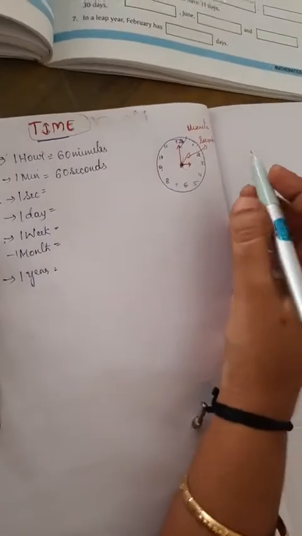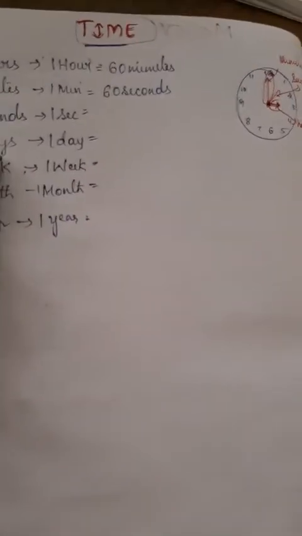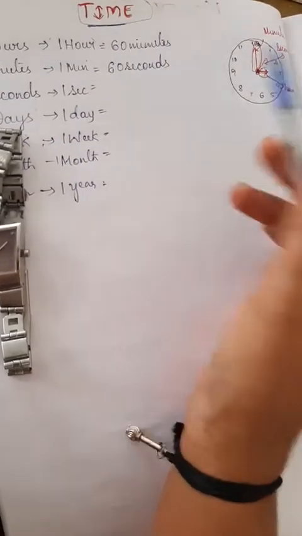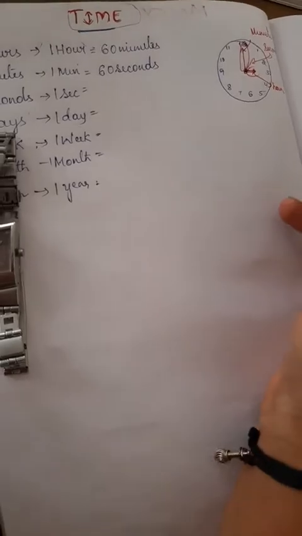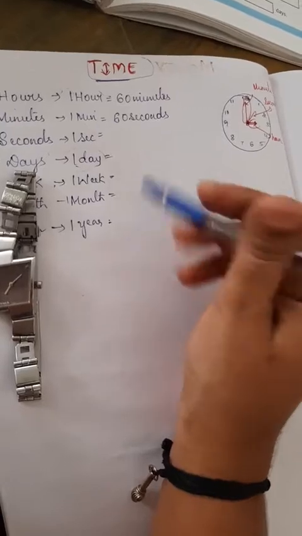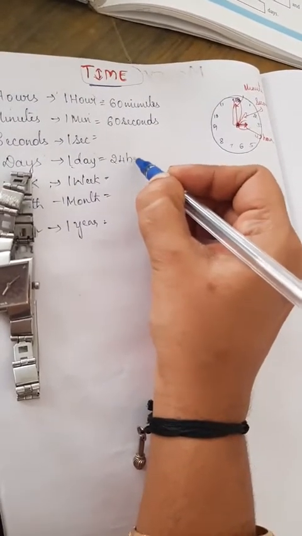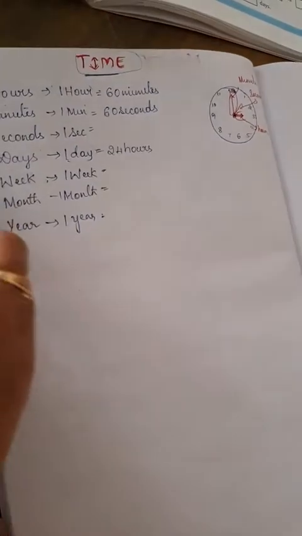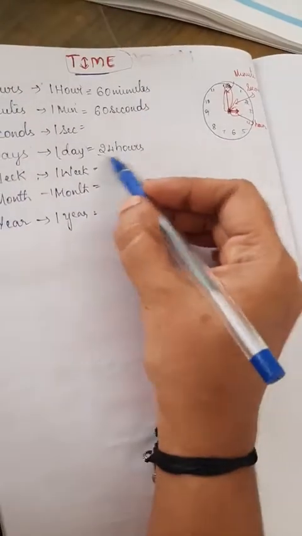In the clock, if you don't know, please just observe it. The smaller hand will always be the hour hand. The lengthier one will be the minute hand, and the fast moving one will be the seconds hand, right, children? Yes. Now, as I said, 1 hour equals how many minutes? 60 minutes. 1 minute is equal to 60 seconds. Now, 1 day means how many hours should be completed? When it completes 24 hours.